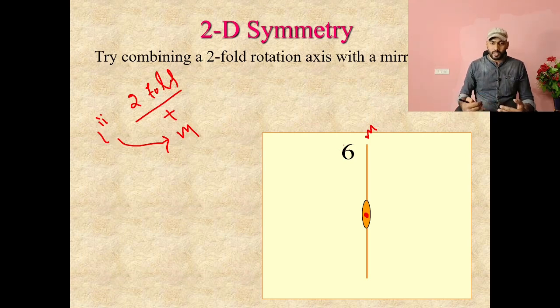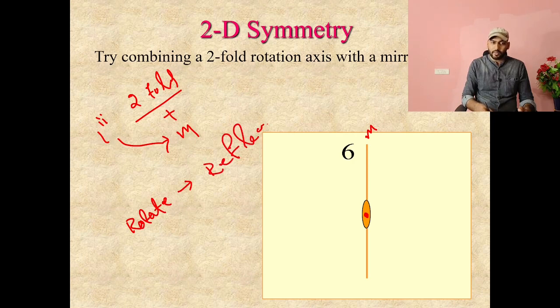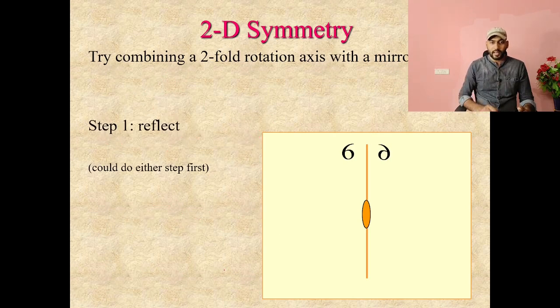Either we can go rotation then reflection, or reflection then rotation. In any way we can go. First we rotate, then reflect, or the opposite. Okay, so first we will reflect. So this 6 will become a T-like structure like this. Now this entire structure, because there is a rotation axis at the center, has to repeat after 180-degree rotation.